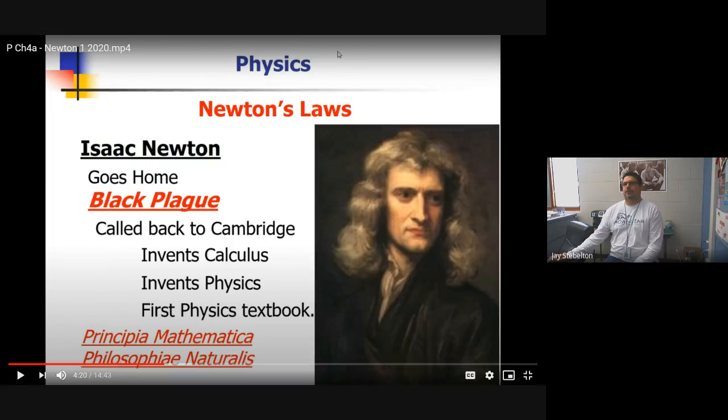The Principia. Okay, so this is the bottom slide on page 1. Once you're done filling that in, flip it, and I'll start playing again.